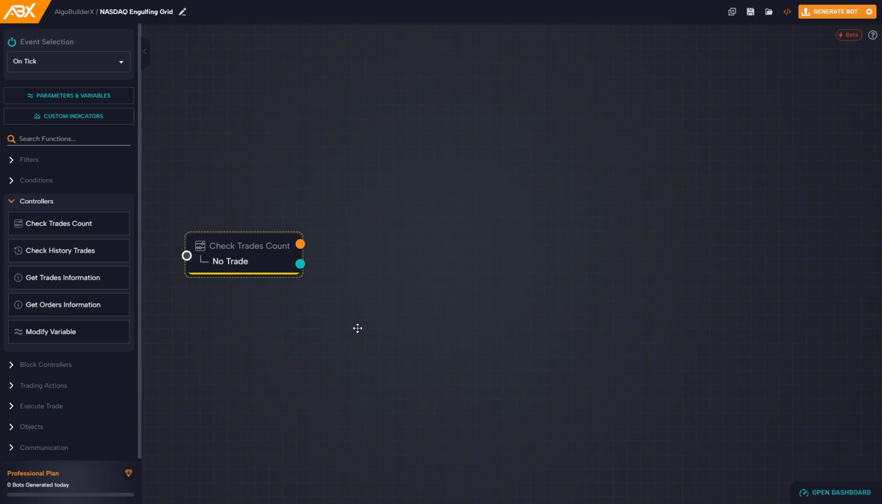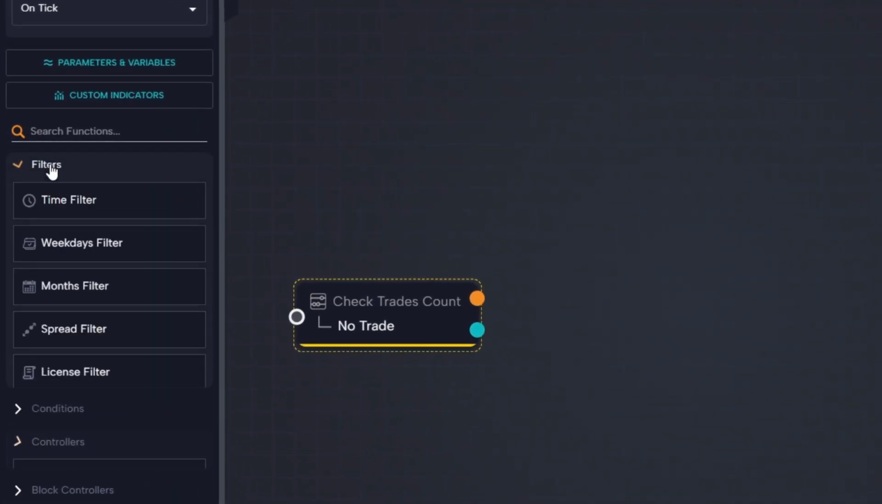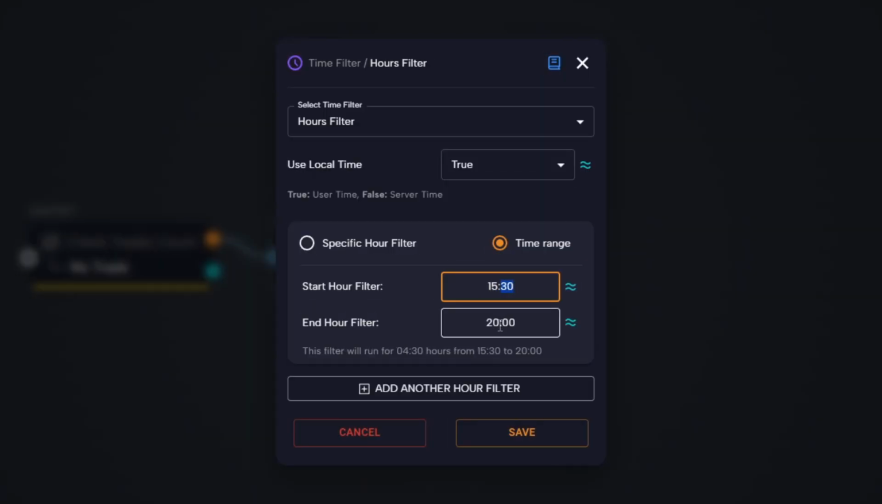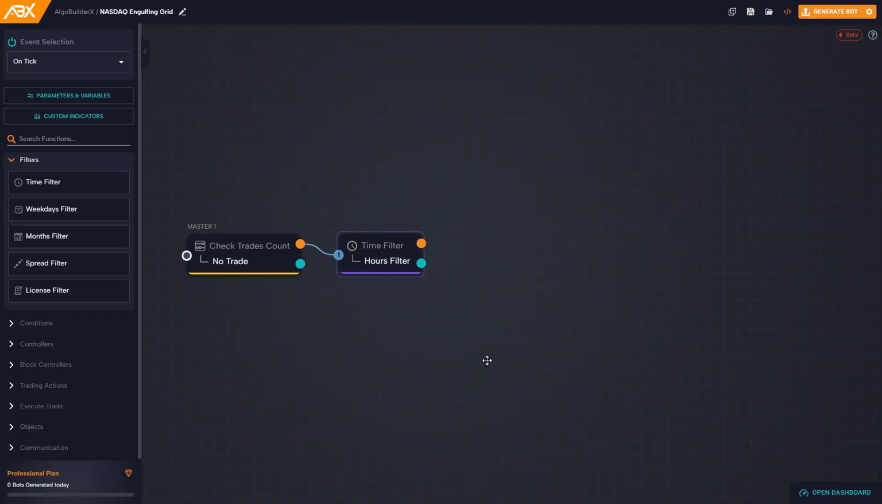Now, we add a time filter to ensure that the bot operates only during the Nasdaq trading session. We drag the time filter block and set it to a range from 1530 to 2200 Central European Time. This keeps the bot active only during the most volatile hours.